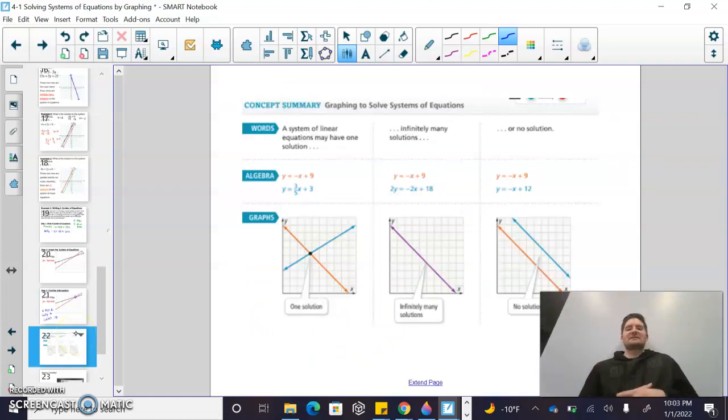And now, here's the concept summary. Just to break down graphing and solving a system of equations: a system of linear equations can have one solution, infinitely many, or no solution. Those are the big takeaways from this topic. It's just building on the stuff that we did in Unit 2, except now you have to graph multiple lines and figure out where they cross. And every once in a while, you might have to create an equation.